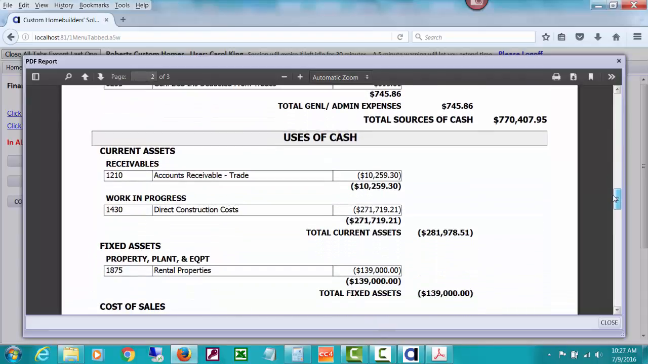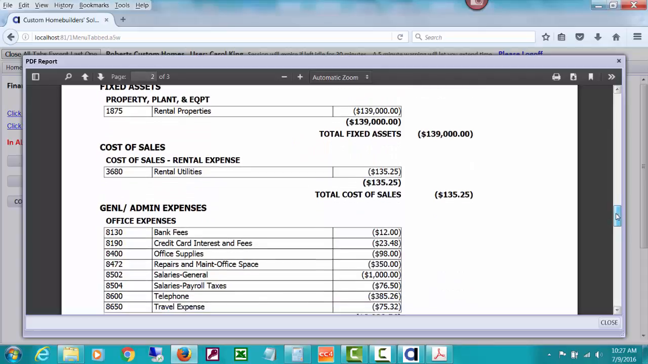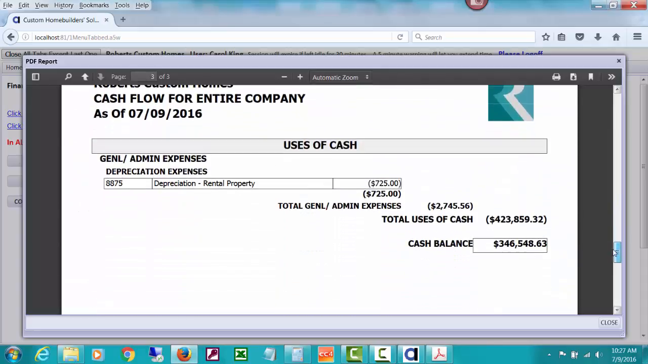But you'll notice that down here under uses of cash, accounts receivable trade is normally a debit balance, and that's what this $10,259 is, a debit balance on the books. But in order to produce a cash flow statement, CHS will turn that around and put a minus sign in front of it because it's called uses of cash. And we want to take all of these account balances and total them all up, which will give us our cash balance.